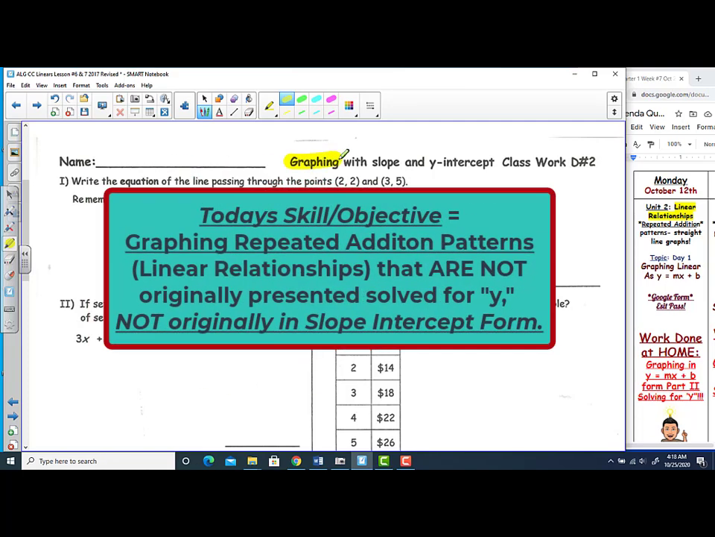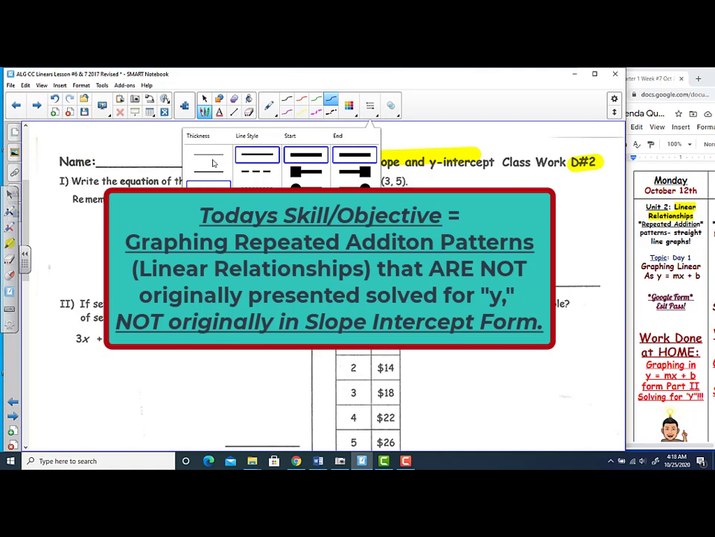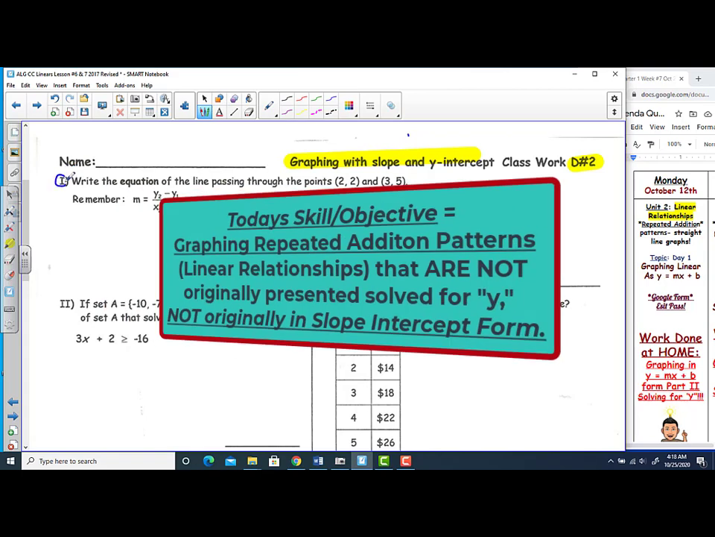Today is graphing with slope and y-intercept, and it is the second day we're doing that skill. Today we're going to look at some equations that aren't in slope-intercept form, and we're going to have to do a little bit of algebraic manipulation before we actually graph the relationship to see what the slope and y-intercept are. In order to do that, it's a good idea to review some of the concepts we've gone over so far.